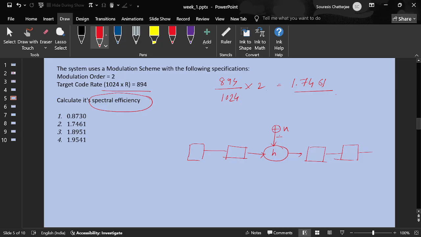Should I do modulation first and then do coding? Coding and then modulation. Yes. So FEC means forward error correction, that is basically your coder, encoder, and then you use the modulator, and then you transmit, and then you demodulate, and then you feed it to the decoder.